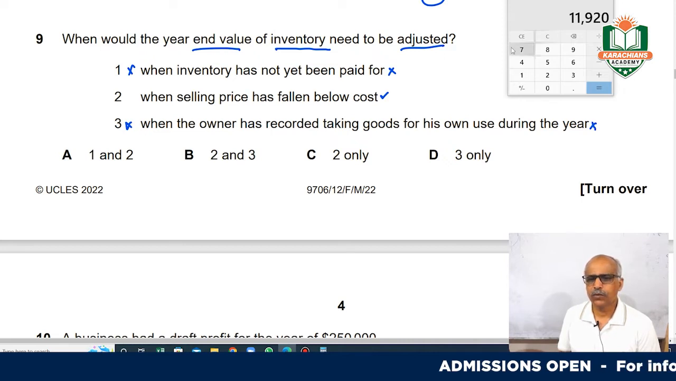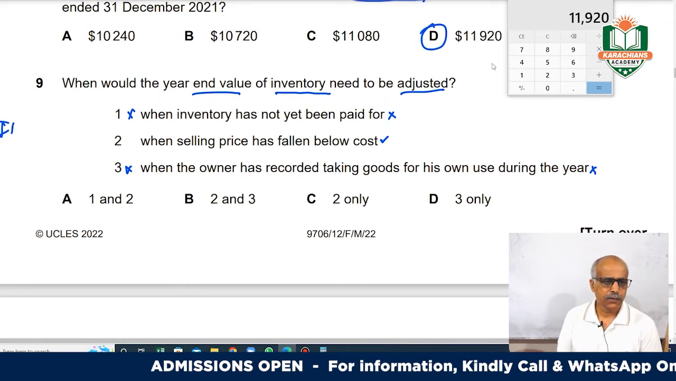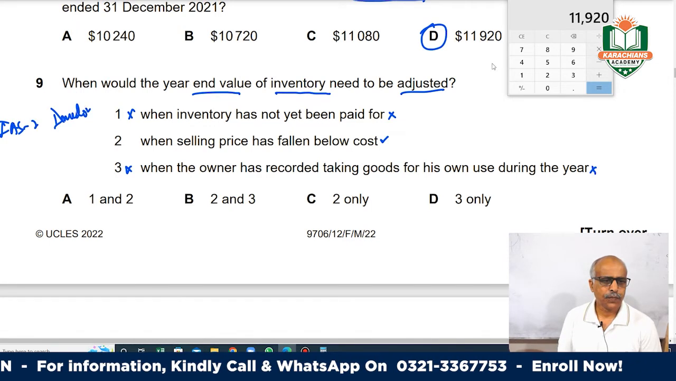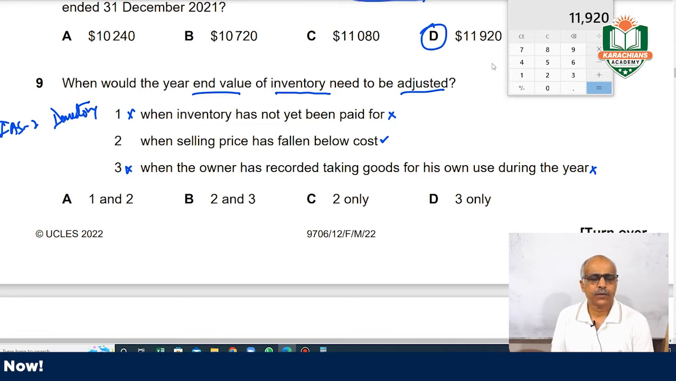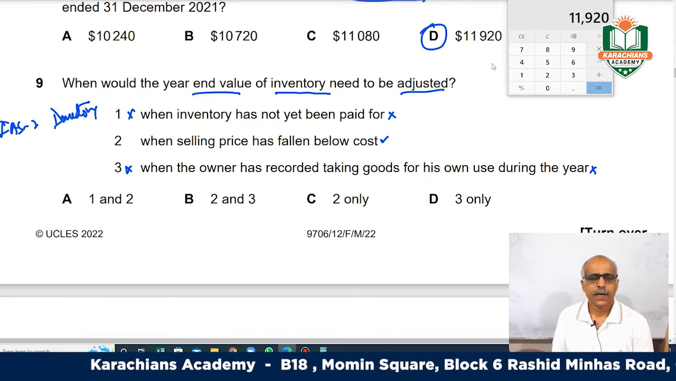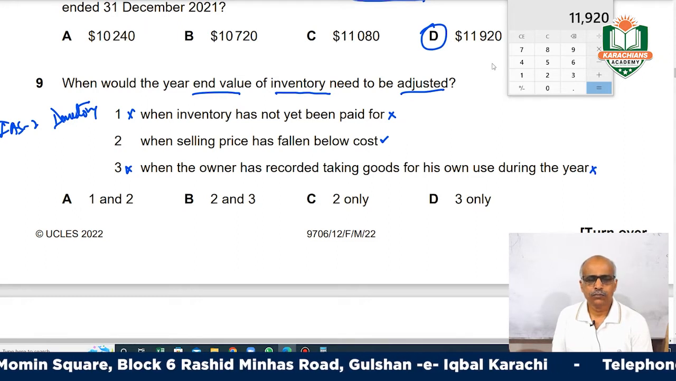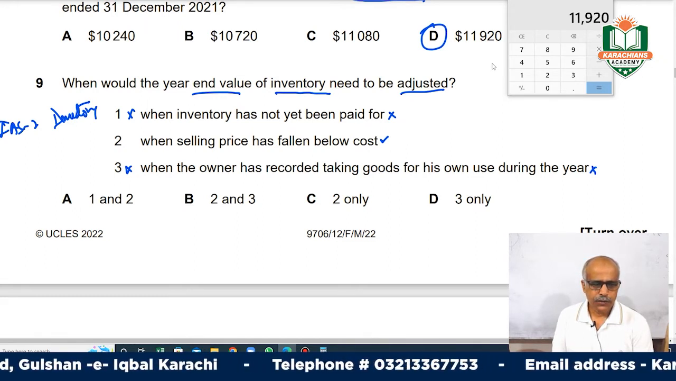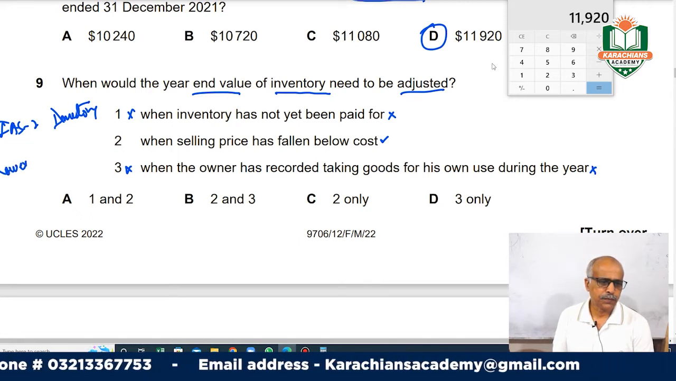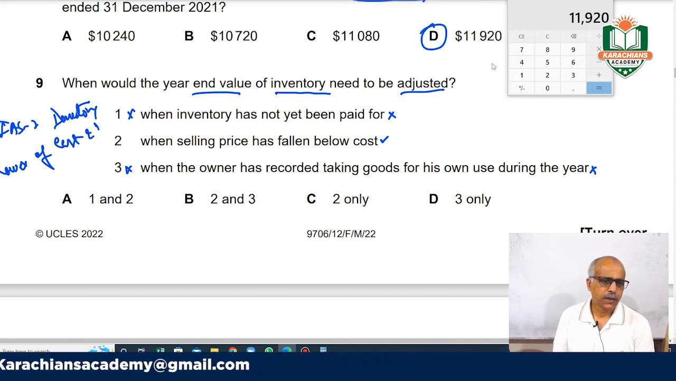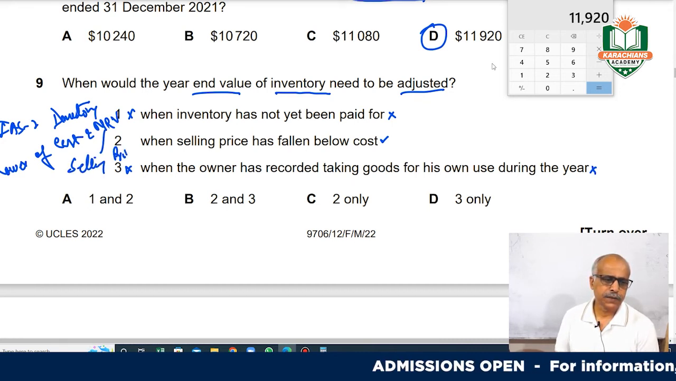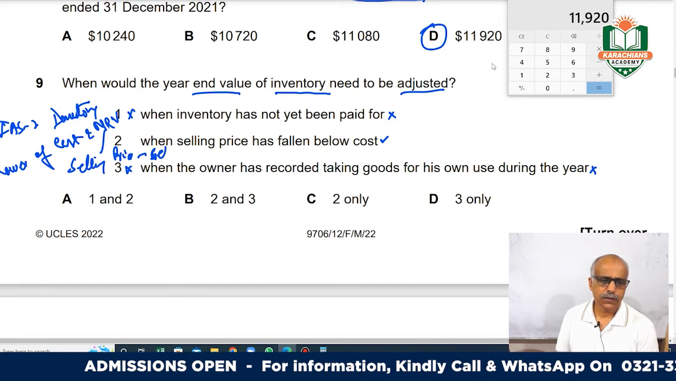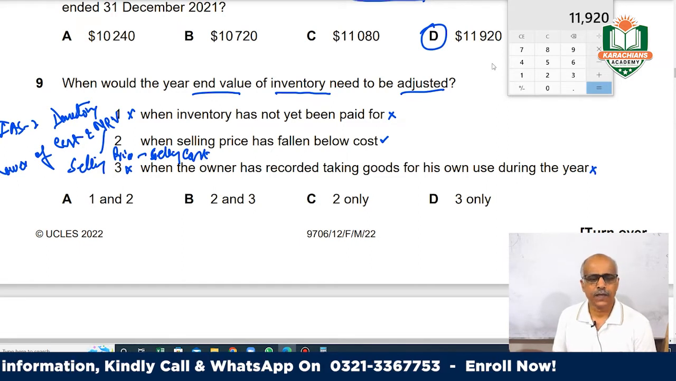When selling price has fallen below cost, yes, International Accounting Standard 2, IAS 2 on inventory, talks about inventory and all aspects of inventory, its methods and its valuation. On valuation it says whenever you value inventory, it should be taken as the lower of cost or NRV. What is NRV? NRV is the selling price less selling cost. If you are incurring some cost on selling, you have to deduct that.